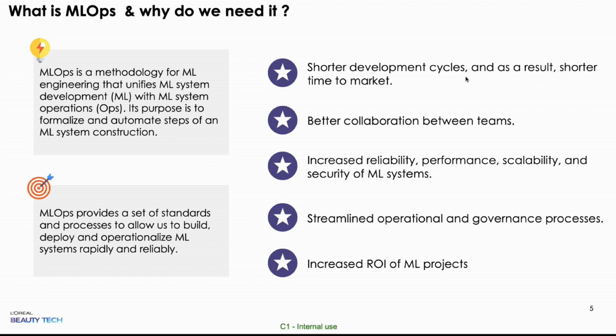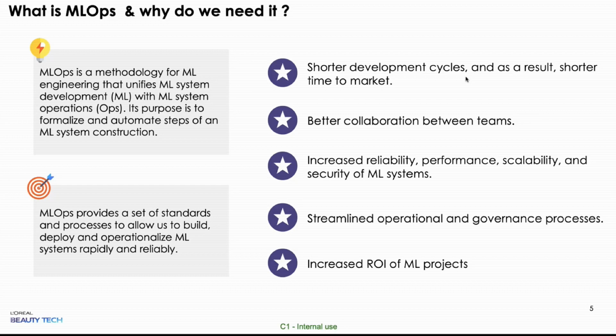Better collaboration between teams because our data scientists are working with our DevOps and they don't need an ops guy to deploy a model. It will happen automatically. Increased reliability because we know that we can reproduce a model in an environment. We can reproduce an experiment. We can track performance and monitor the models.